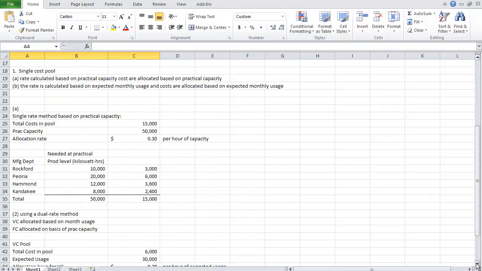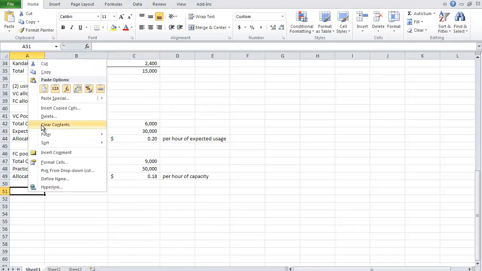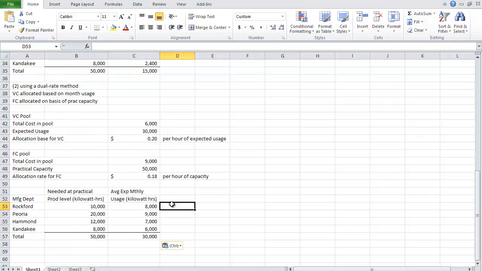You can set your formulas up so that they just reference that material. But to make it easier for me to explain rather than going back and forth, I'm going to copy this down. So in this case, we'll have our variable cost allocation, and we'll have our fixed cost allocation.